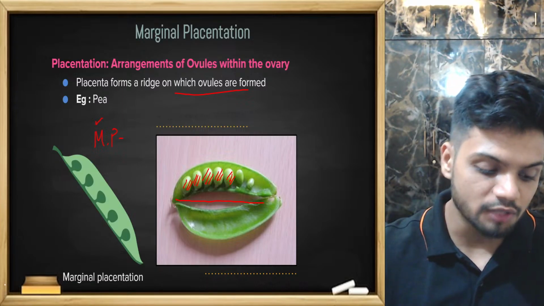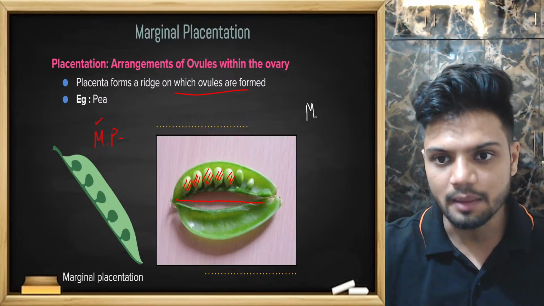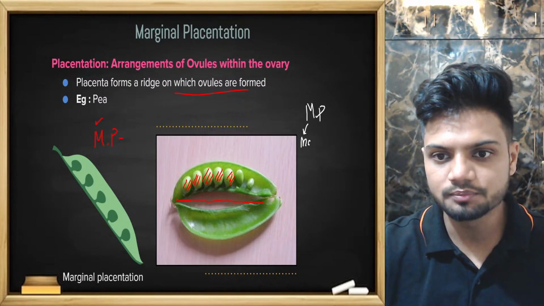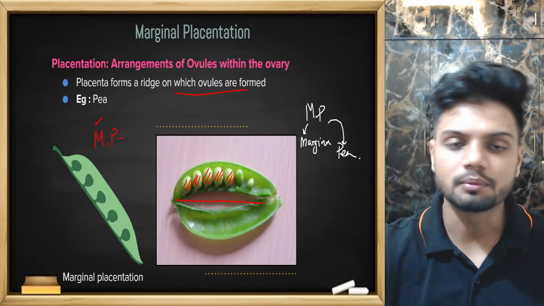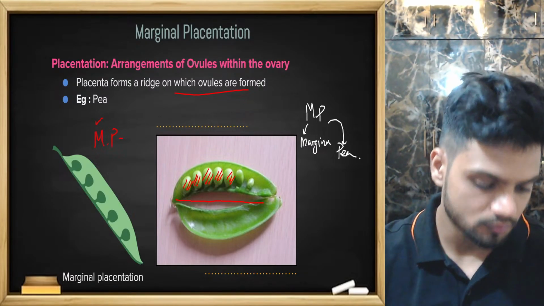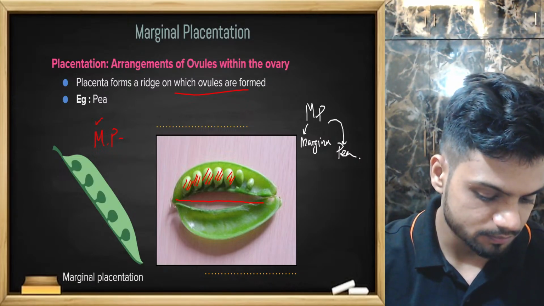Friends, I'll tell you a trick for everything now. Understand, MP. M for marginal, P for pea plant. Marginal, pea plant.